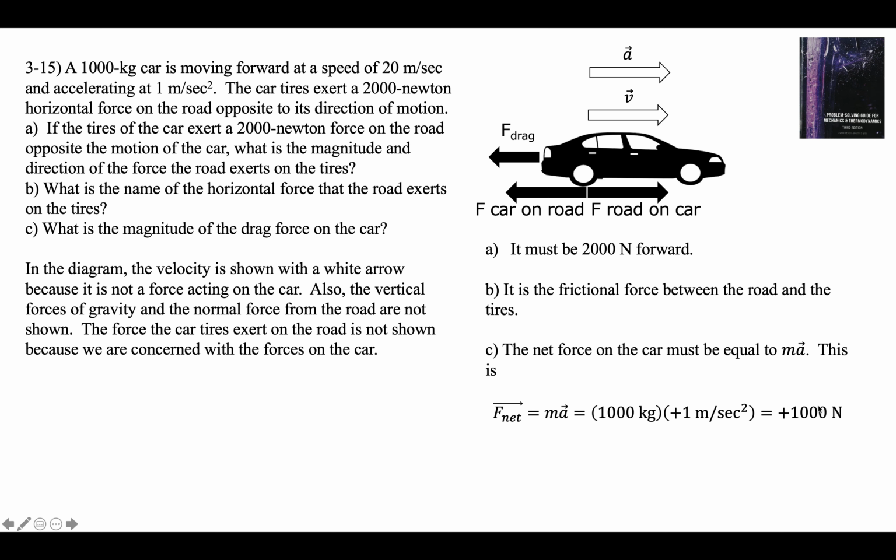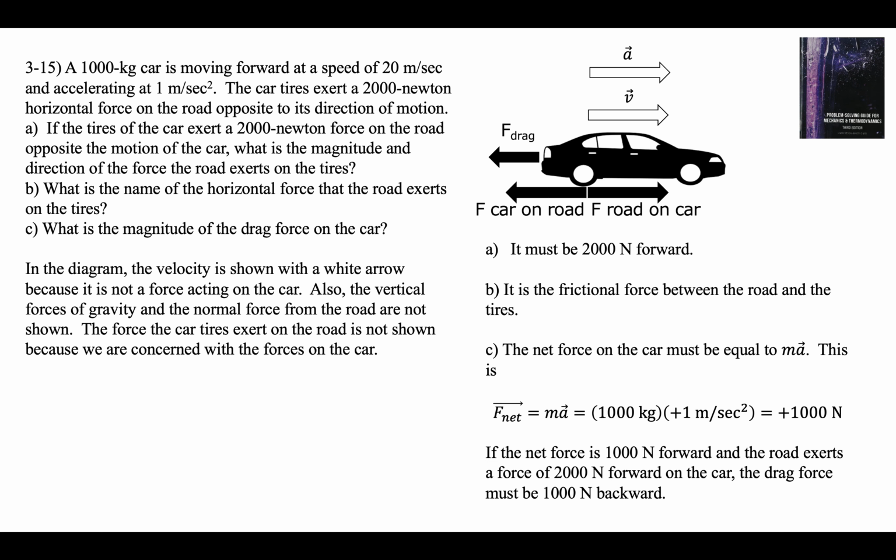The net force is 1,000 newtons forward. And we know that the force of the road on the car is 2,000 newtons forward. So the drag force must be 1,000 newtons backward to get a net force of 1,000 newtons forward. 2,000 newtons forward right here, 1,000 newtons backward right here. And that's problem 315.